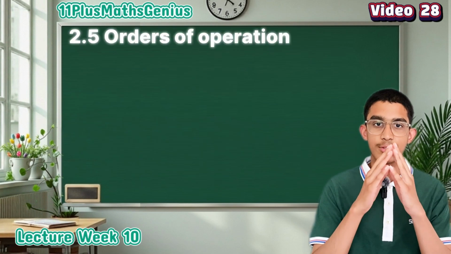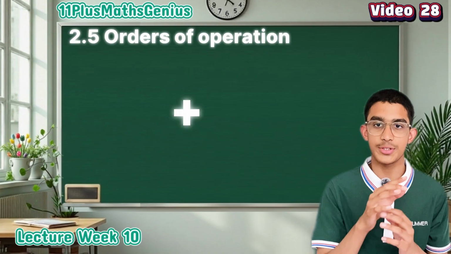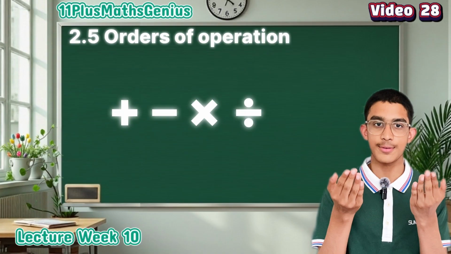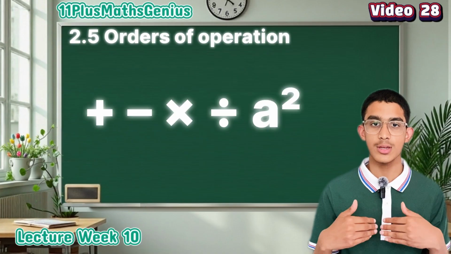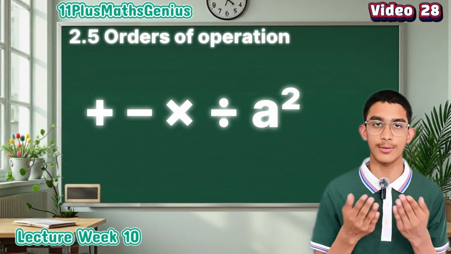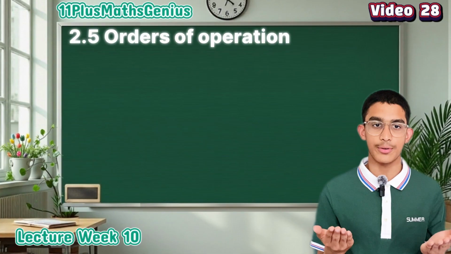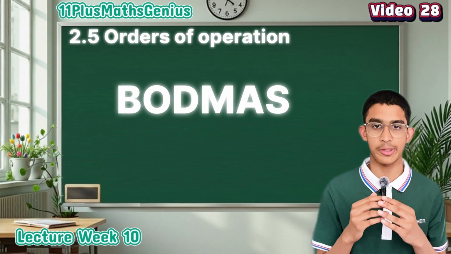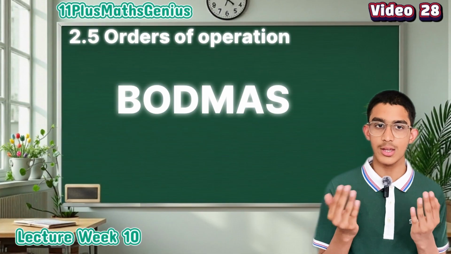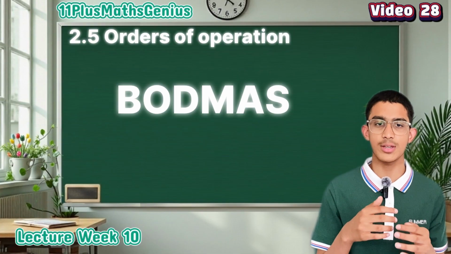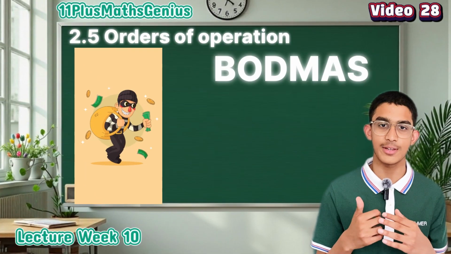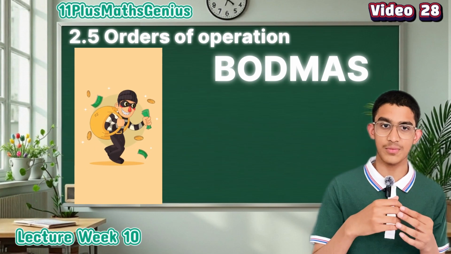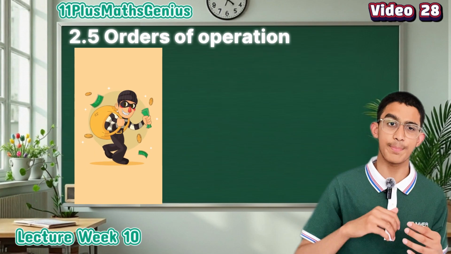When we are asked to do more than one operation of addition, subtraction, multiplication, division, or power, we do it in a specific order. The name of the order of operation is BODMAS. Although it does not make any sense in English, in the Bangla language, it means a bad person. So, if we do not follow this order, our work becomes incorrect, like a bad person.